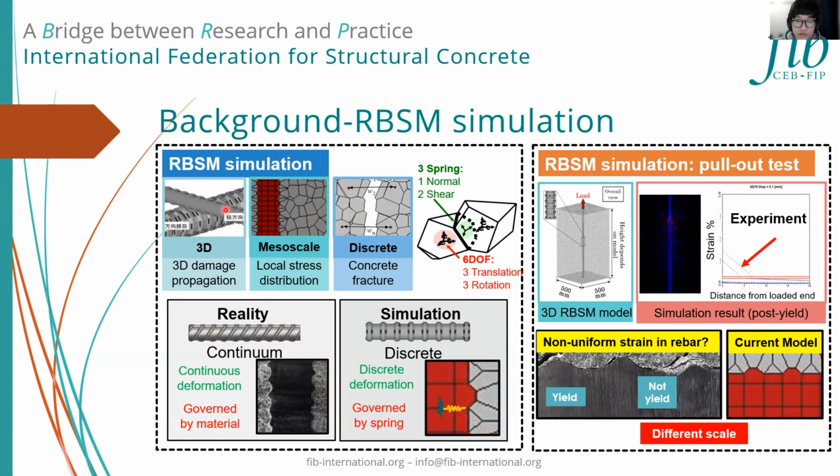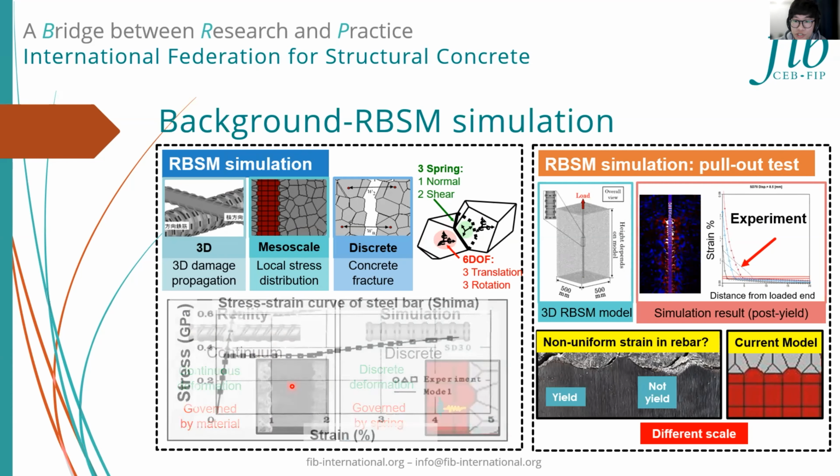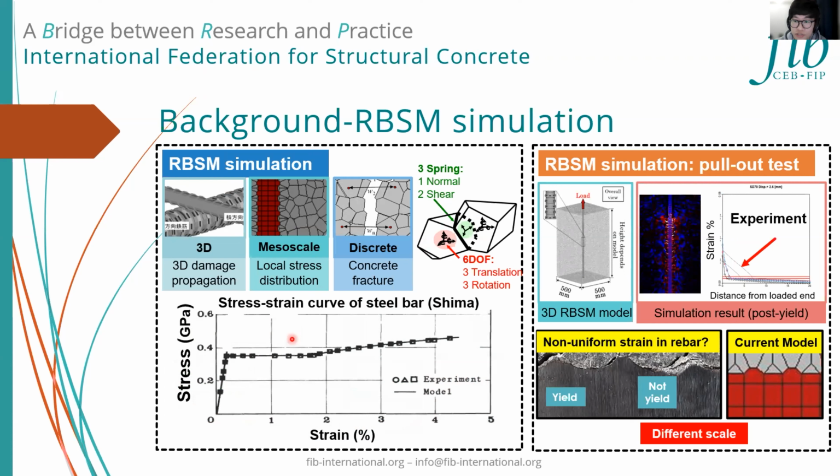In the RBSM, the fracture and stress condition could be accurately simulated, and this is because the elements in RBSM interact through one normal spring and two shear springs between them, and it's basically a DEM method. Therefore, the behavior of rebar in RBSM is quite different from that in reality, since the rebar behaves discretely here. So if we input the constitutive model obtained from the experiment, for example, Professor Shima's model, to simulate the pull-out of rebar in RBSM, the result of the post-yield bond behavior is very different from the experimental result.